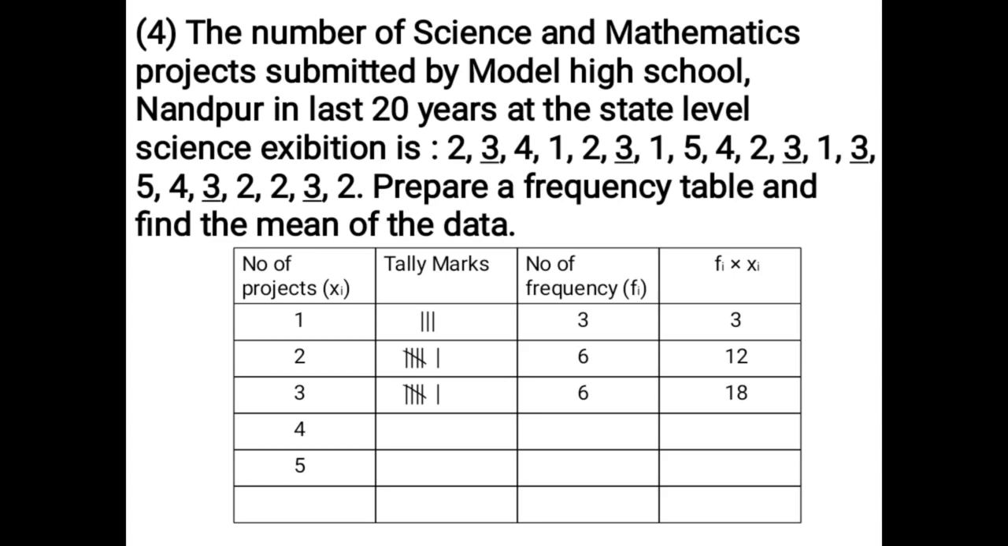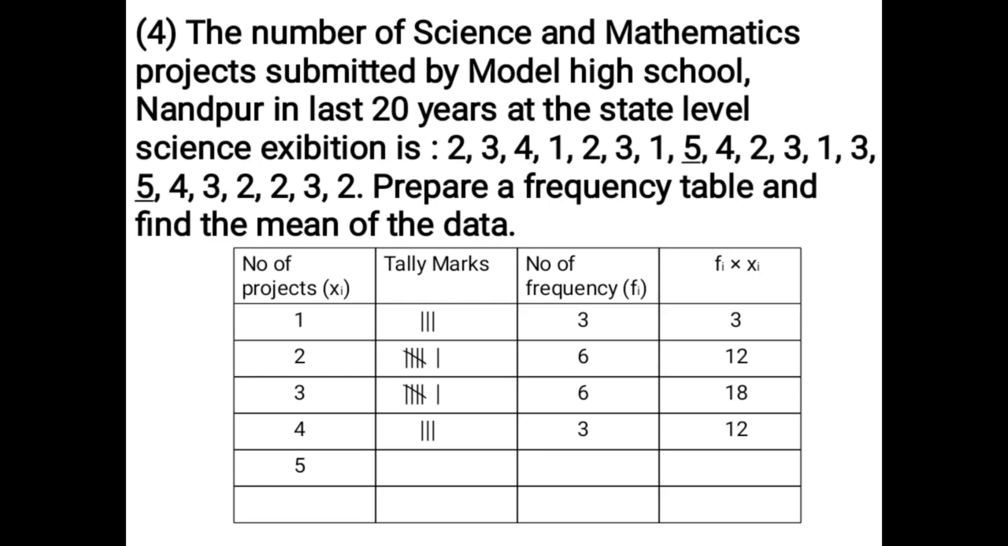Now you have to underline and count project number 4. Project number 4 total is 3. Then you have to mark 3 tally marks: 1, 2, 3. If tally marks is 3, number of frequency also is 3. You have to multiply fi into xi, that is number of frequency into number of projects. 3 fours are 12.